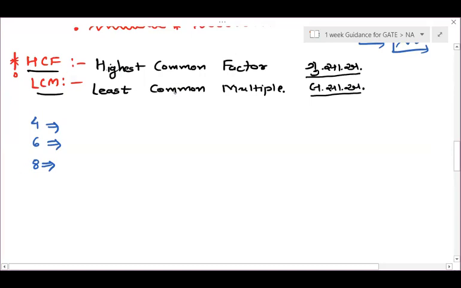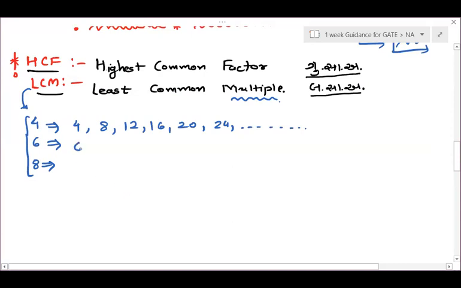LCM is least common multiple. So first I will write all of their multiples. Multiples of 4 are: 4 ones are 4, 4 twos are 8, 4 threes are 12, 4 fours are 16, 4 fives are 20, 4 sixes are 24, and so on. Are you getting my point? Please give me some response.